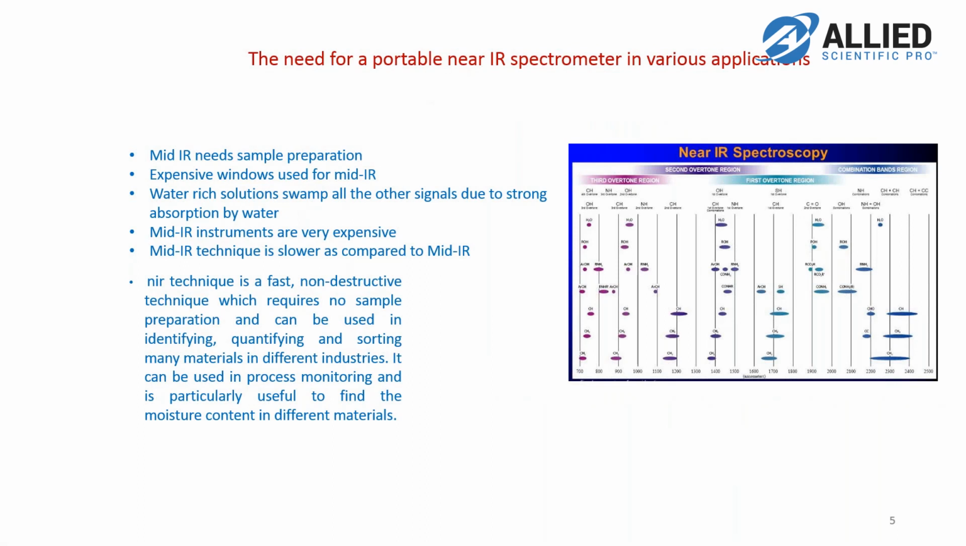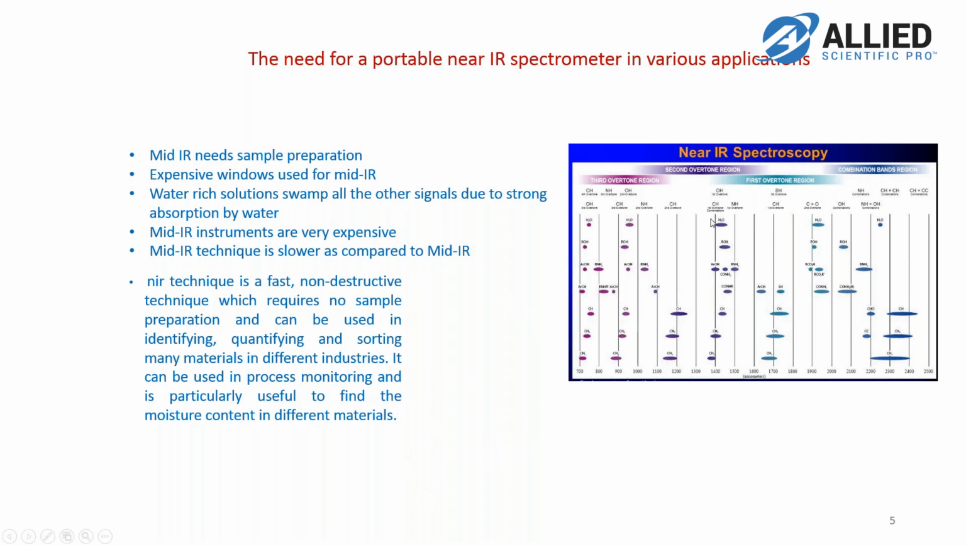Why do we need to use near IR? As I mentioned before, mid IR needs sample preparation. The equipment is more expensive. For example, you need to use certain particular windows like potassium bromide, KBr window, which is expensive. Water-rich solutions swamp the other signals. Also, taking the measurements in mid-IR takes longer than NIR. NIR is a fast measurement and can be used for quality control and quantitative measurements in many different industries.